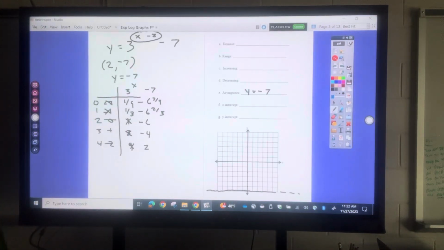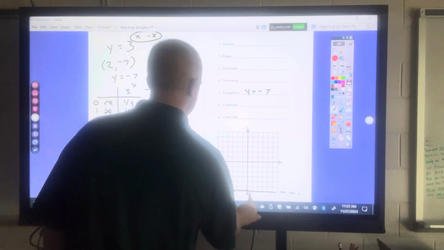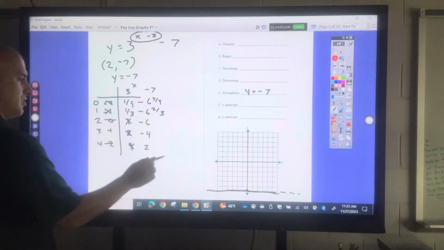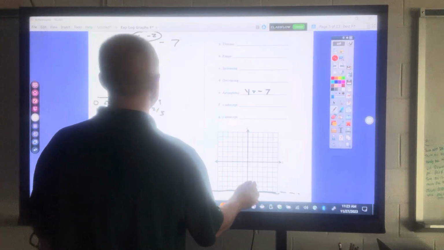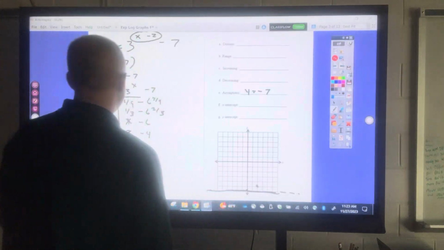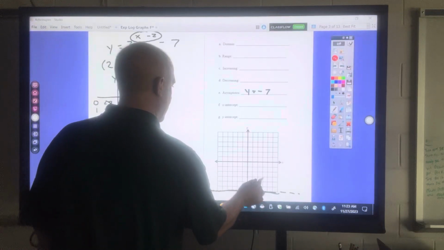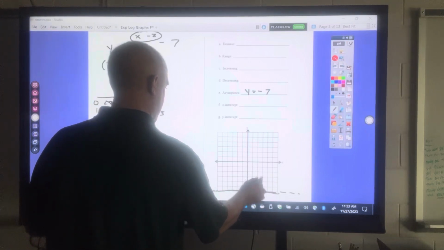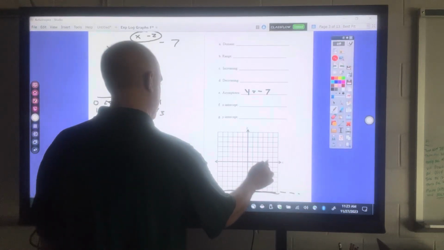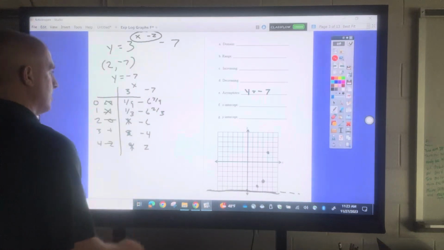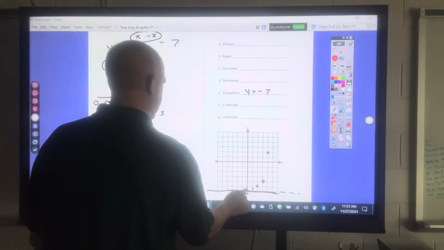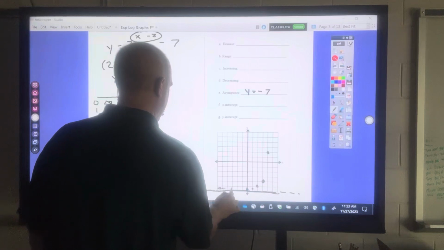So I plot those points. I'll start with this one, 2 over, negative 6 down, 3 over, negative 4 down, 4 over, 2 up. This is 1 over, negative this, and then negative this. Okay, so this is what I got.